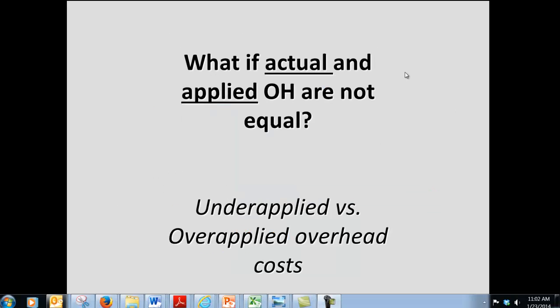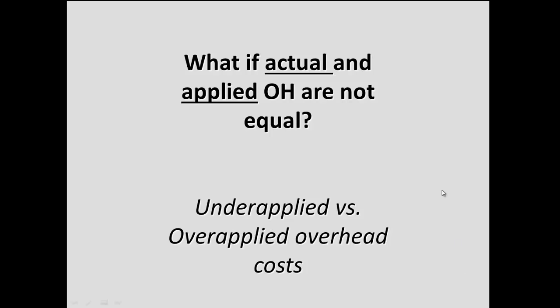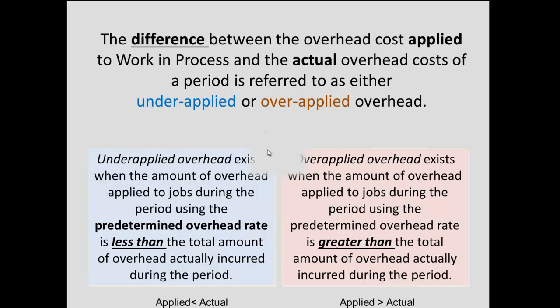So what if actual and applied overhead are not equal? In that case, we're either going to have underapplied or overapplied overhead costs. So we can see here if the actual is greater than the amount that we estimated, we've underapplied. Our estimate fell short. And in this case here, if it's overapplied, we overestimated.